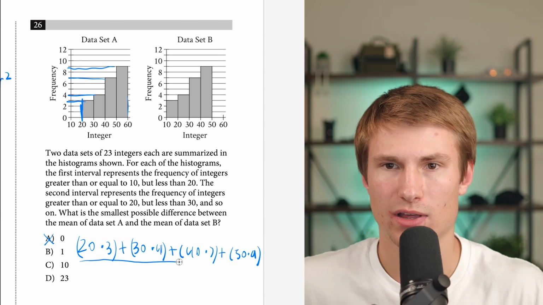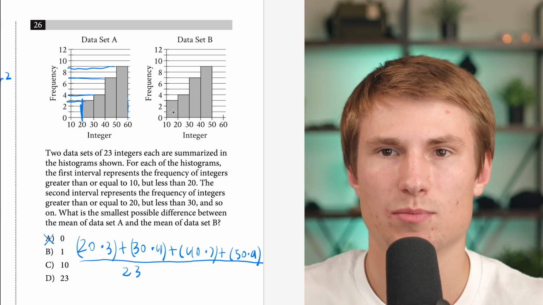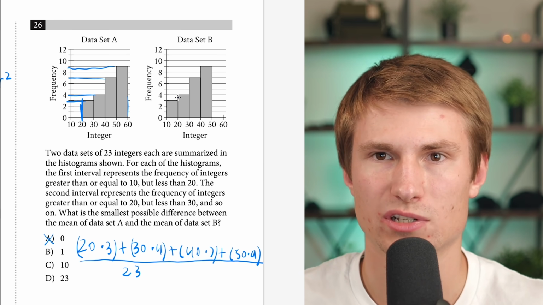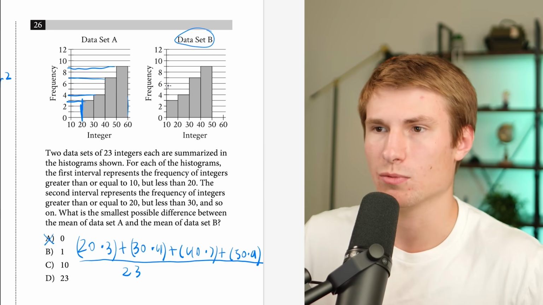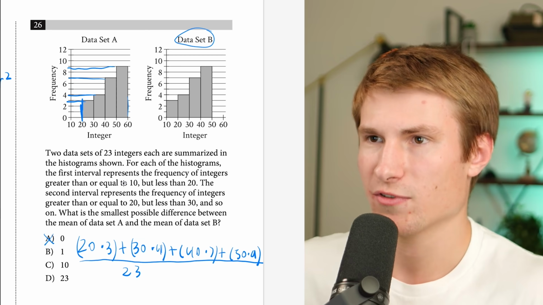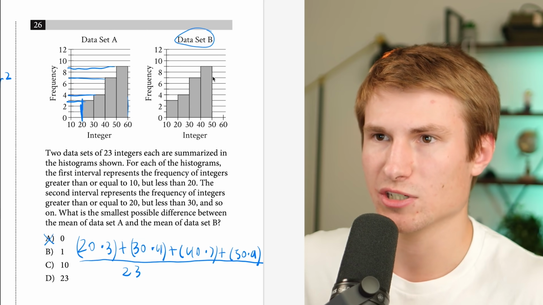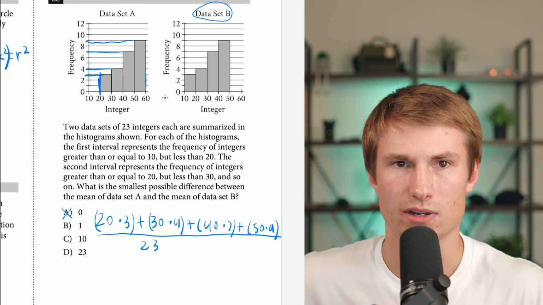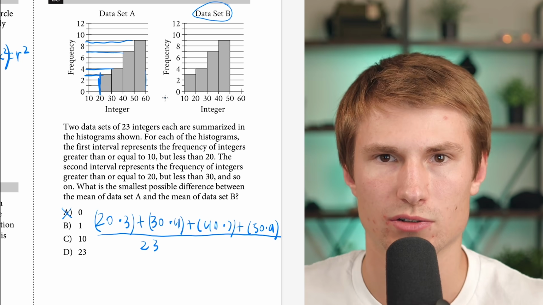Okay, so we're going to take all that, we will divide it by 23. Now keep in mind that we're going to also have that division by 23 over in data set B as well. All right, now we have to calculate our number for data set B, and I'm going to have to scroll down a little bit just so you can see all of this getting written out. So go ahead and try to scroll down.